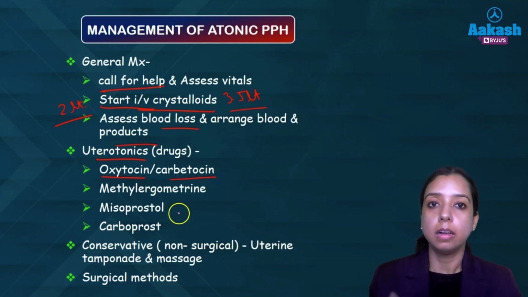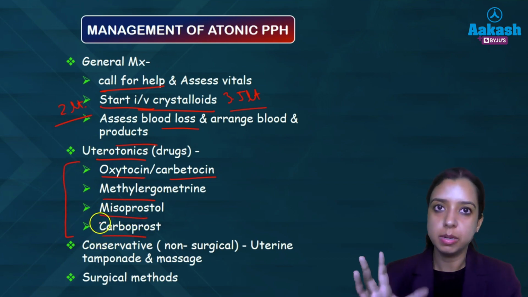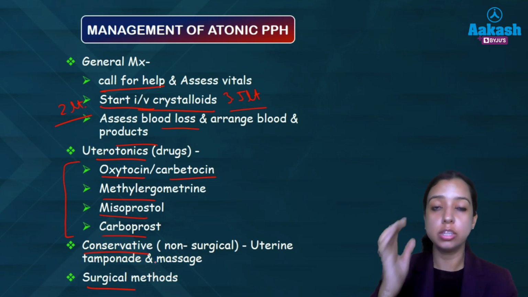Another very commonly asked drug is carbetocin. Carbetocin is a long-acting oxytocin analog. We'll discuss this in detail because the question has been asked on carbetocin. Next is methergin, misoprost, carboprost. On all of them, questions have been asked. That is the medical management phase. Next step is the surgical methods. But before surgical method, you try certain conservative methods which are basically to tamponade and massage. We'll read each of them very fast. We'll cover them fast.